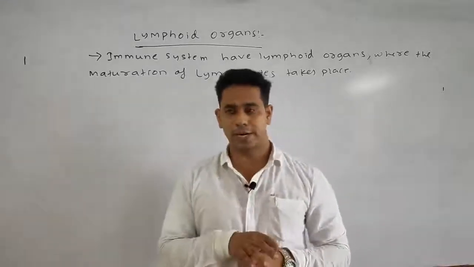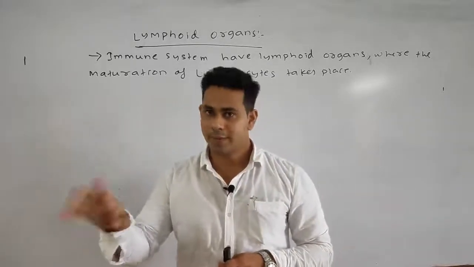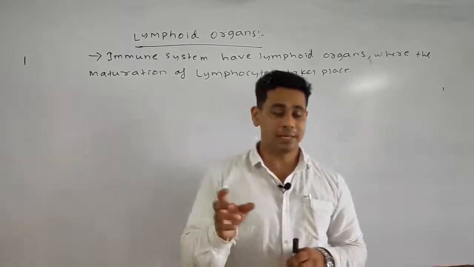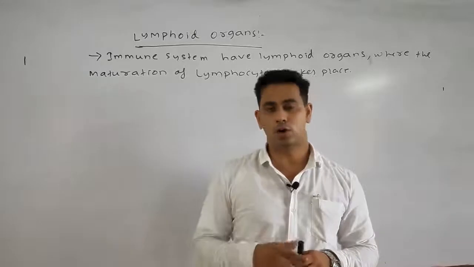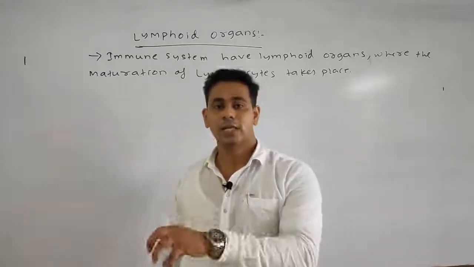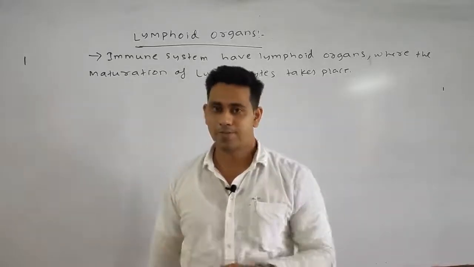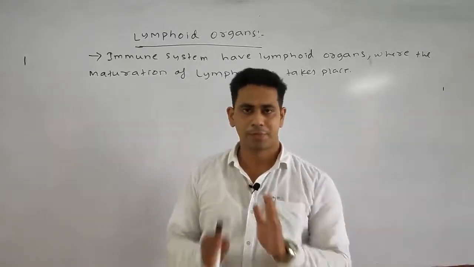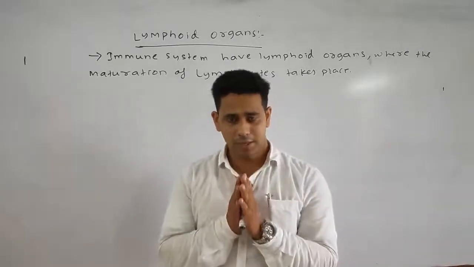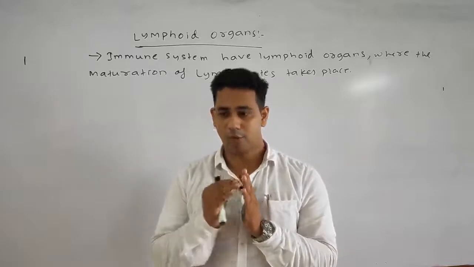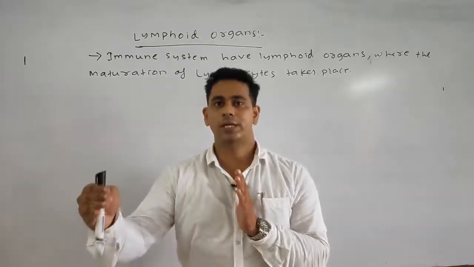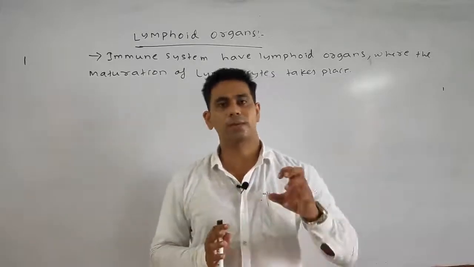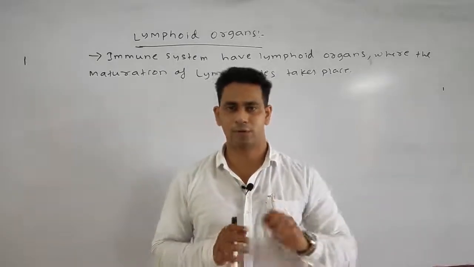Some lymphocytes will migrate into the thymus gland and their maturation occurs there, and the T lymphocytes are formed, and some remain in the bone marrow where the B lymphocytes or B cells are formed.